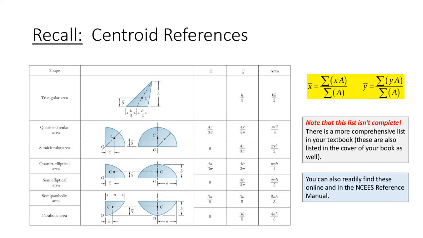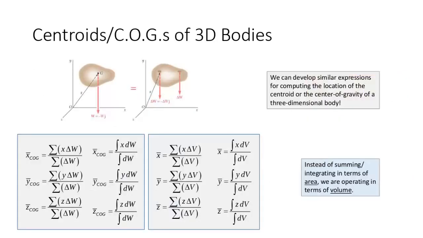So let's talk a little bit about 3D. So how are we going to do 3D centers of gravities? Well, if the centroid of a line or curve you're integrating or summing with respect to distance, with respect to length. For centroids, you're integrating or summing with respect to area. For 3D bodies, it's with respect to volume. So I think that's probably a pretty easy concept to understand. If I wanted to find X bar, it'd be the sum of X times the volumes divided by the sum of the volumes, and Y bar.